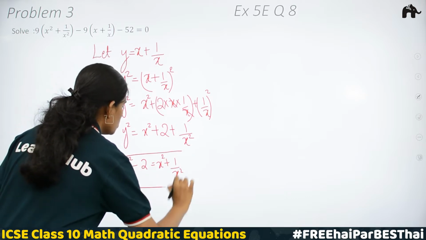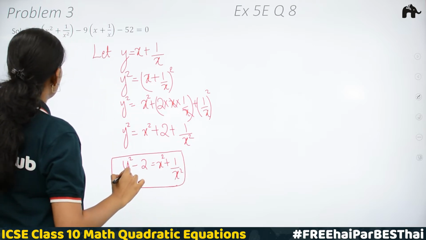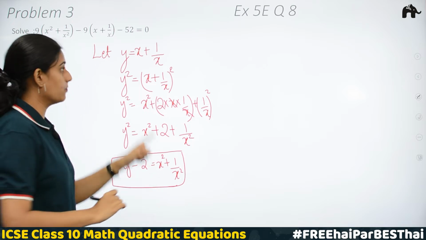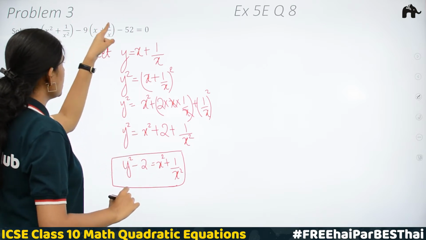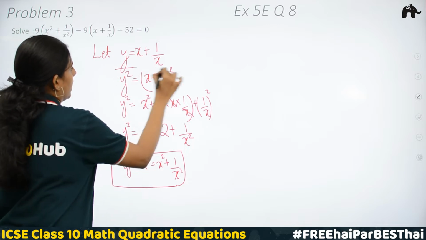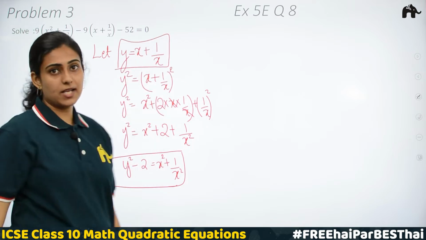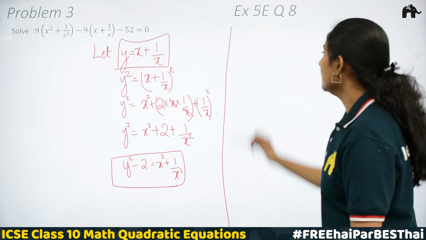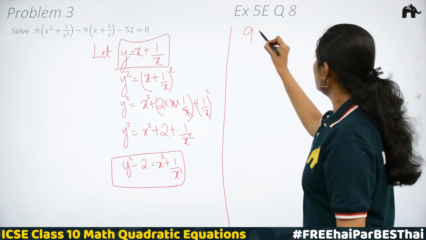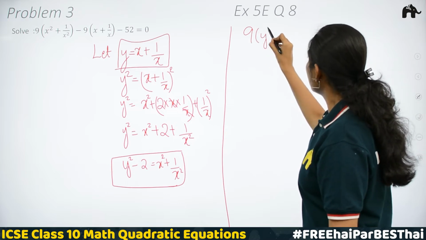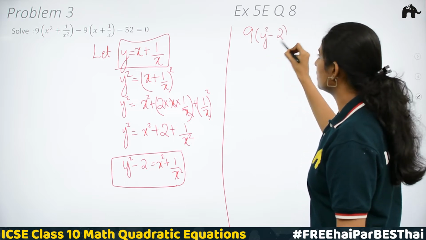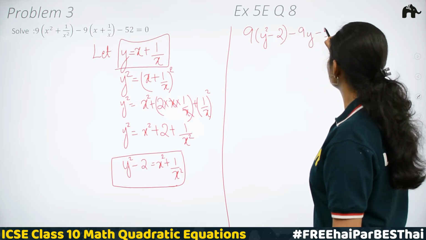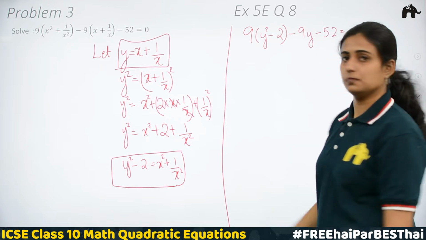So we can do the substitution now. In the place of x square plus 1 by x square, we have y square minus 2. In the place of x plus 1 by x, we have y. Y is equal to x plus 1 by x. Let's substitute. The equation becomes 9 into (y square minus 2) minus 9y minus 52 is equal to 0.